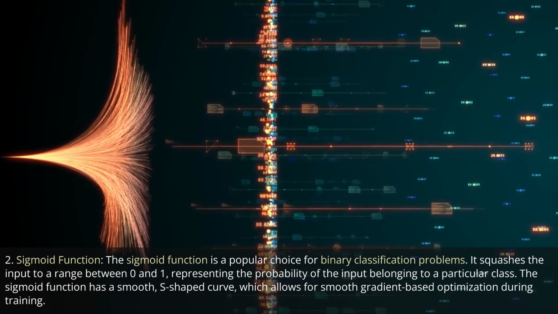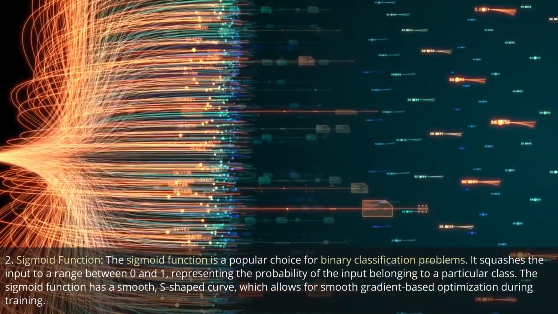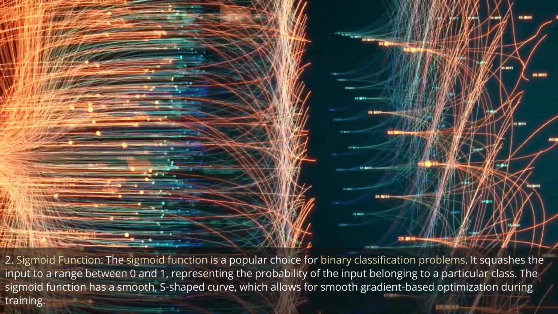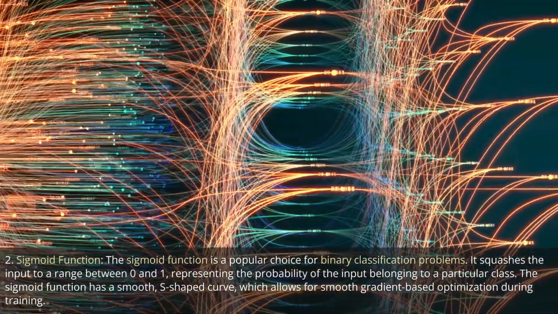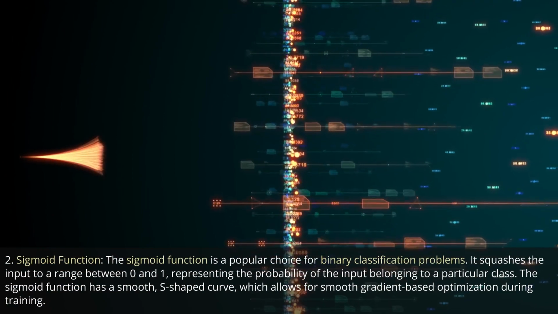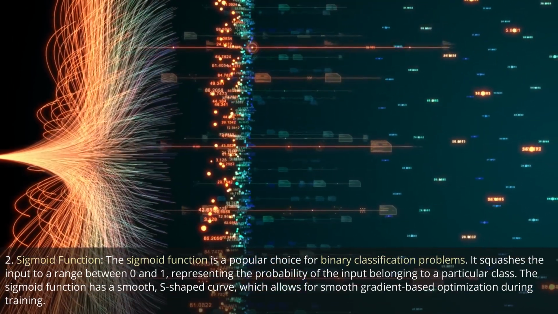2. Sigmoid function. The sigmoid function is a popular choice for binary classification problems. It squashes the input to a range between 0 and 1, representing the probability of the input belonging to a particular class. The sigmoid function has a smooth, S-shaped curve, which allows for smooth gradient-based optimization during training.